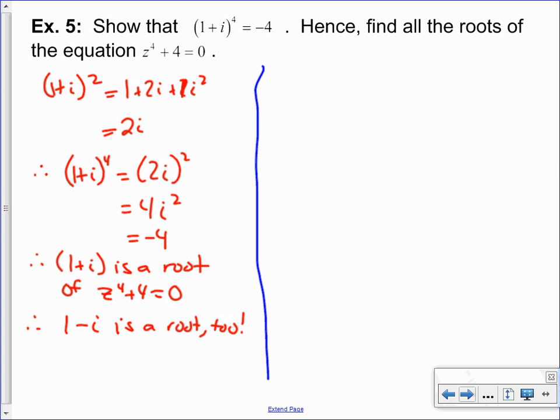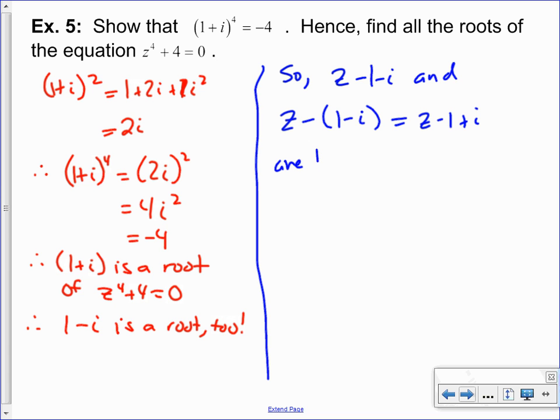Alright, I'm going to write on this side just to give myself some more room. Z minus 1 minus I and Z minus 1 plus I are both factors of Z to the 4th plus 4. Those two are both factors of Z to the 4th plus 4. So what you do is you FOIL them out. Because that is going to be a quadratic, so that's 2 of the roots.